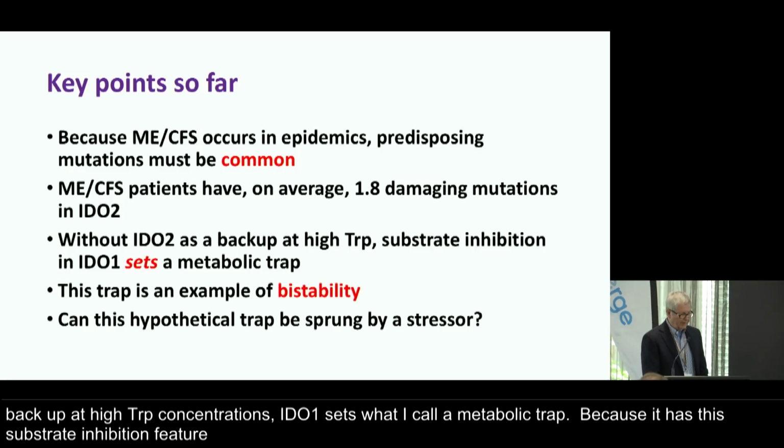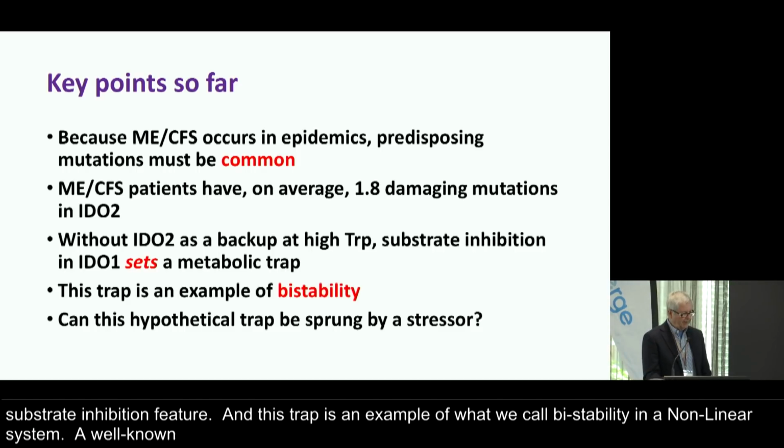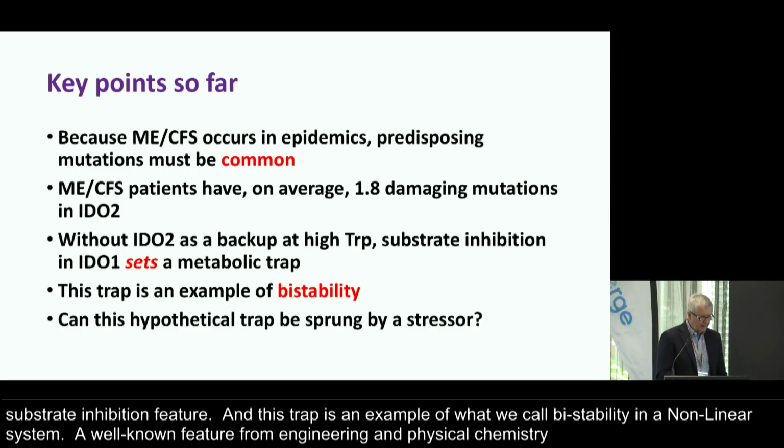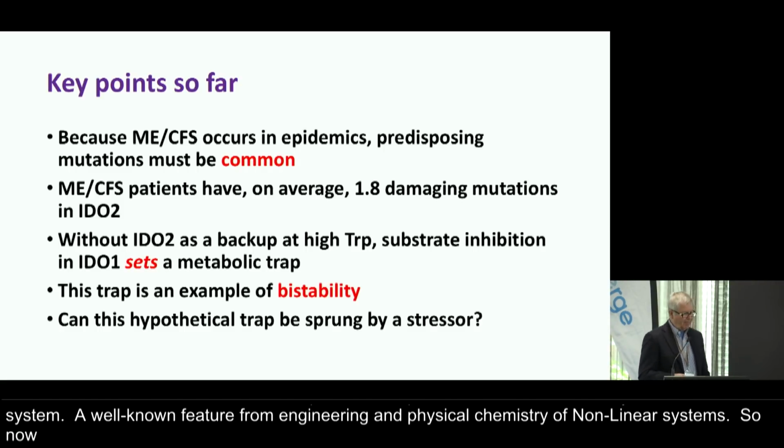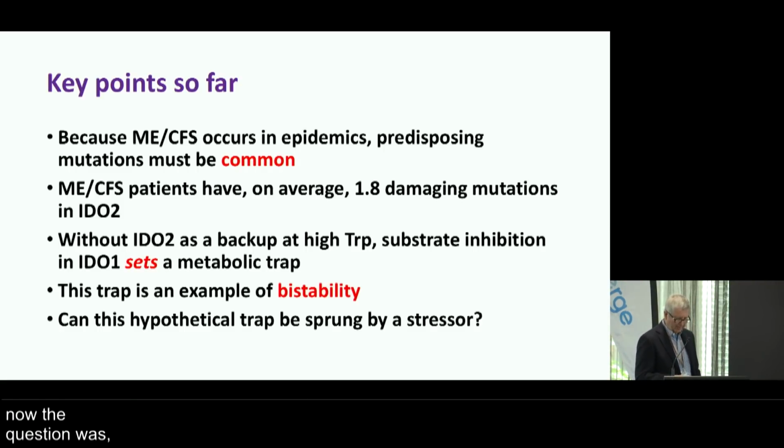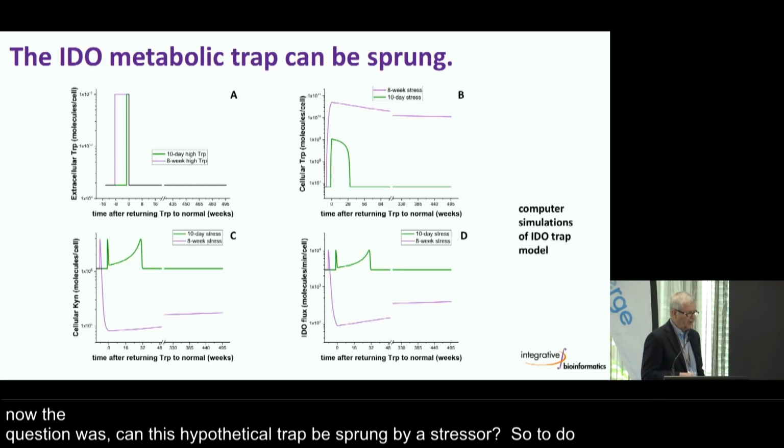And this trap is an example of what we call bistability in a nonlinear system, a well-known feature from engineering and physical chemistry of nonlinear systems. So now the question was, can this hypothetical trap be sprung by a stressor? And so to do that, I went again to simulation and did these theoretical experiments.